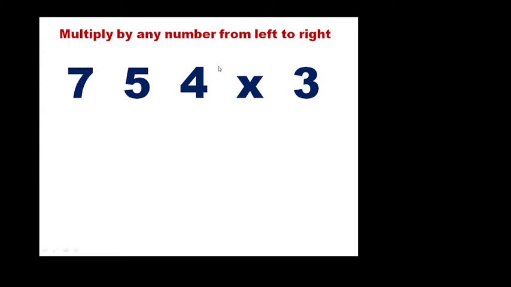How much? 7 3s are? Exactly correct, 21. You have to write 2 big, 1 small. So first you have to write 7 3s are 21, write 2 big and 1 small. Next, this is 5. 5 3s are 15, 1 big, 5 small. 4 3s are 12, 1 big, 2 small.